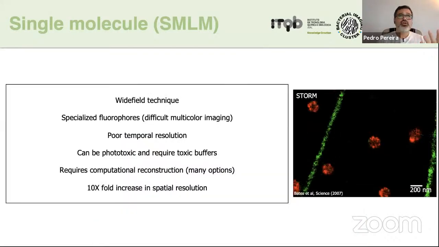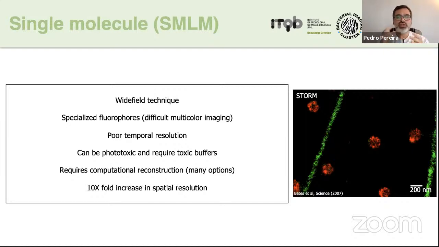Okay, so why would you use single molecule? It's a wide field technique. It needs specialized fluorophores, which makes it difficult to do multicolor imaging, although it is possible. And if you use, for example, DNA paint, you can do roughly infinite colors. When I say infinite, you're only limited by sample prep. You're not limited by spectral differences. Because it's slow, it has poor temporal resolution. Obviously, it can be phototoxic and require toxic buffers. But it can give you a tenfold increase in spatial resolution, or actually more.